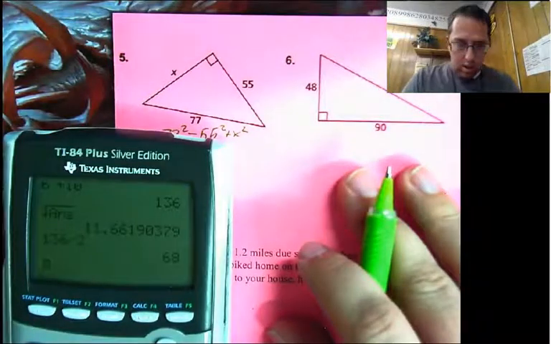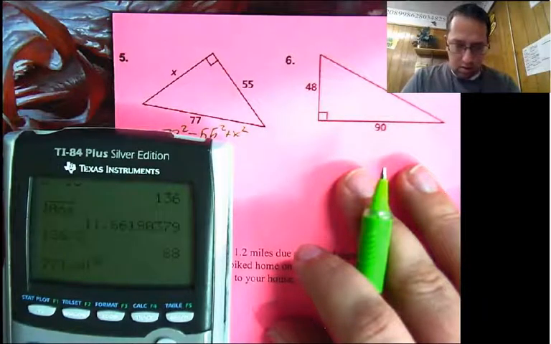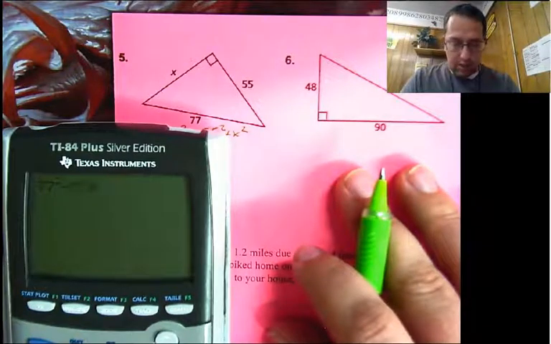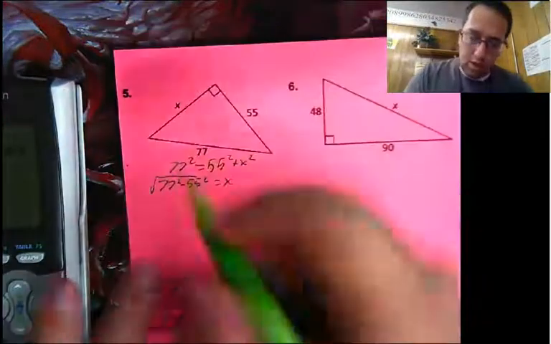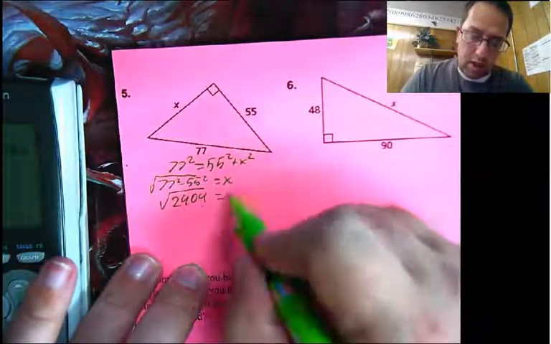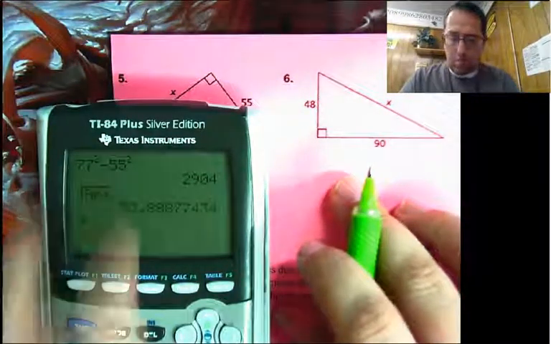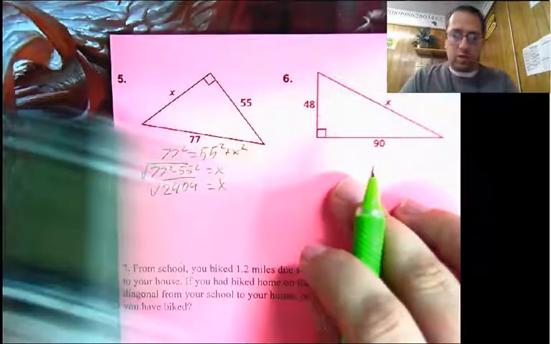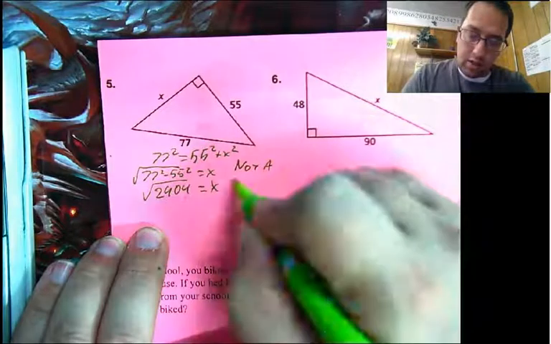Something big. So let's see here. 77 squared minus 55 squared is 2,904. So we have the square root of 2,904, which I do not believe is a perfect square. Let's test it. Nope. So, not a perfect square. Got all the irrational decimals at the end there, so this is not going to be a triple. Not a triple.